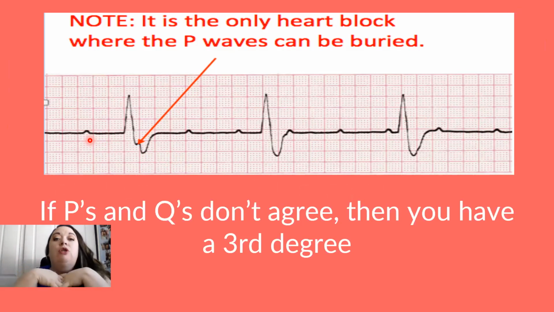Usually a ventricular pacemaker, because your atria clearly are firing fine. They're firing at 90 a minute. So you need something to regulate your ventricles, because your ventricles have lost all signal. So any questions on the heart blocks? Okay.